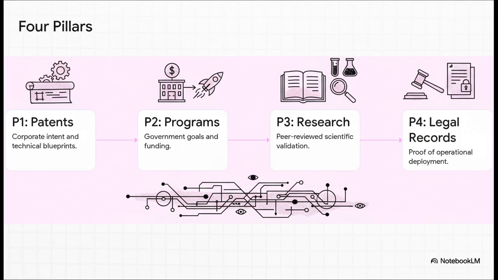You've got P1, corporate patents, which show the blueprints and what companies are planning. P2, government programs, which reveal what they want to do and where the money's going. P3 is peer-reviewed academic research, the hard science. And finally, P4, legal and court records, which the source says proves this stuff is actually being used in the real world. This is the framework they use to keep everything grounded.